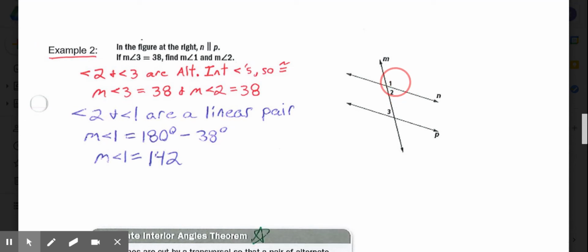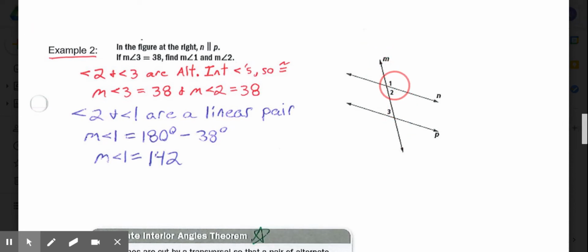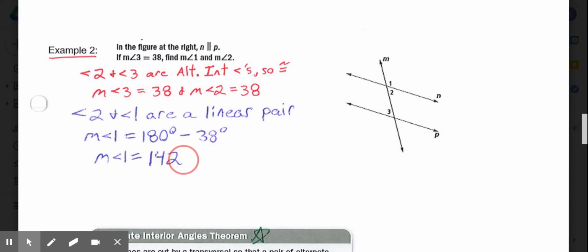Then I know angle 1 and angle 2 together here are a linear pair, meaning they make the line M. And any line has a measure of 180 degrees. So 180 minus the 38 for angle 2 gives me the measure of angle 1 being 142 degrees.